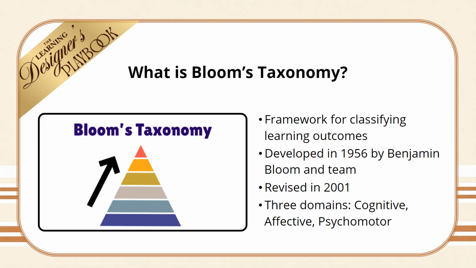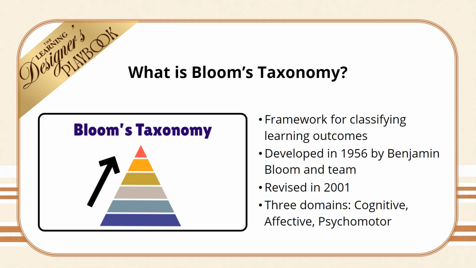At its core, the taxonomy provides a structure for thinking about different types of learning, ranging from basic recall of facts to more complex tasks like evaluating evidence or creating new solutions. It was groundbreaking because it gave educators and designers a common language to describe and measure learning outcomes. In 2001, the taxonomy was revised to reflect modern understandings of learning, shifting the emphasis from nouns to verbs. For example, from knowledge to remember, from comprehension to understand, and so on.